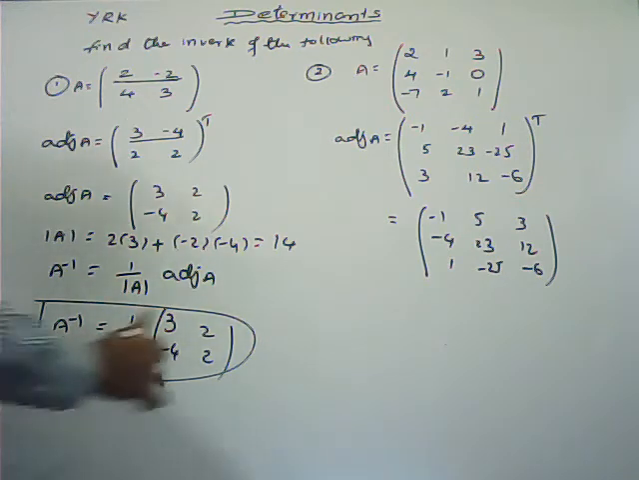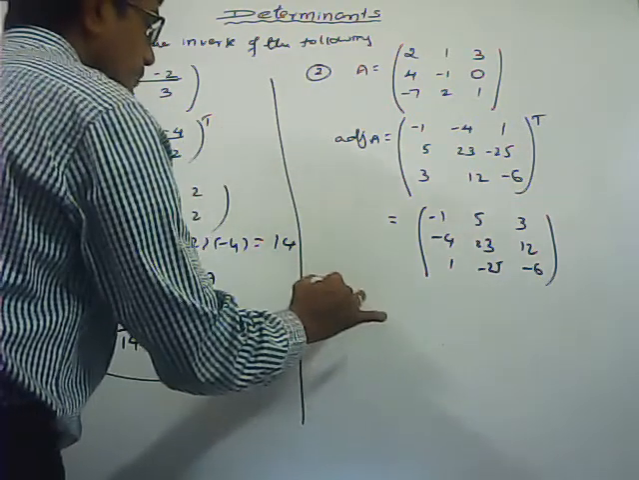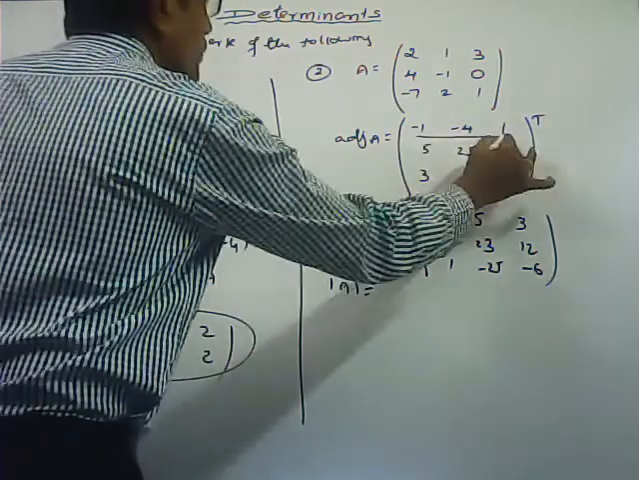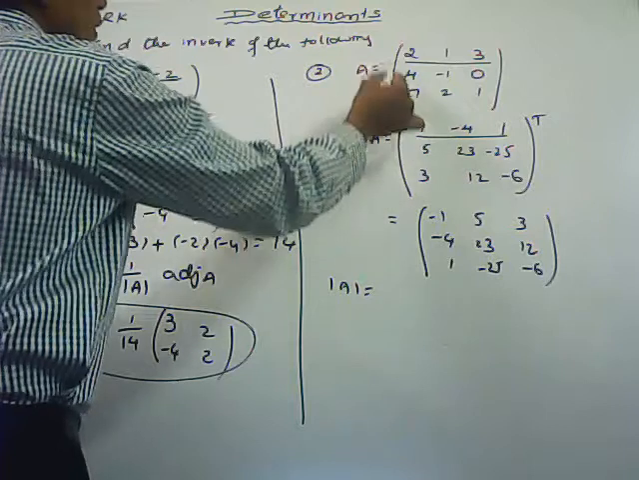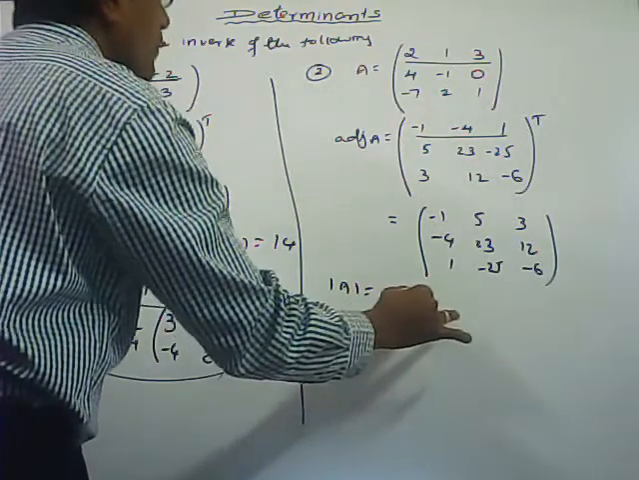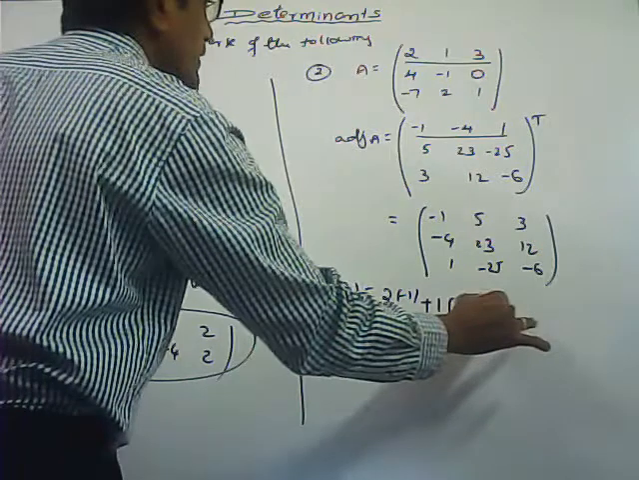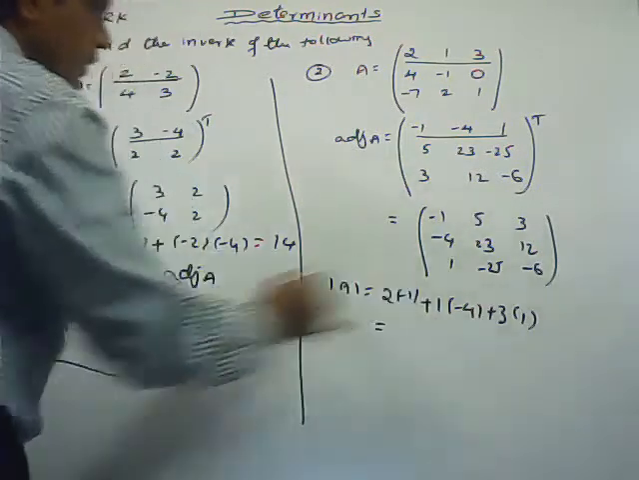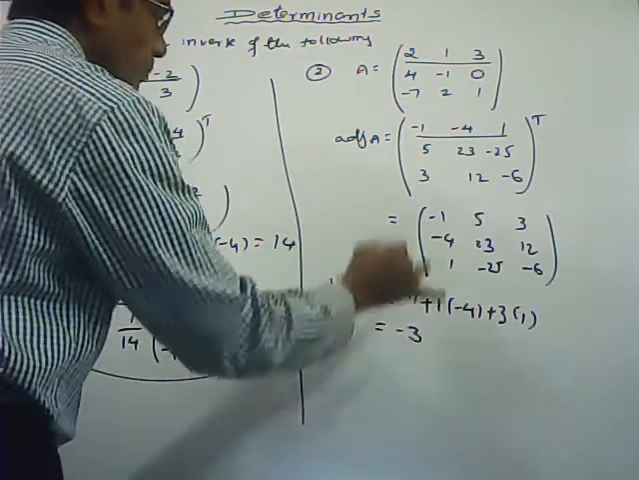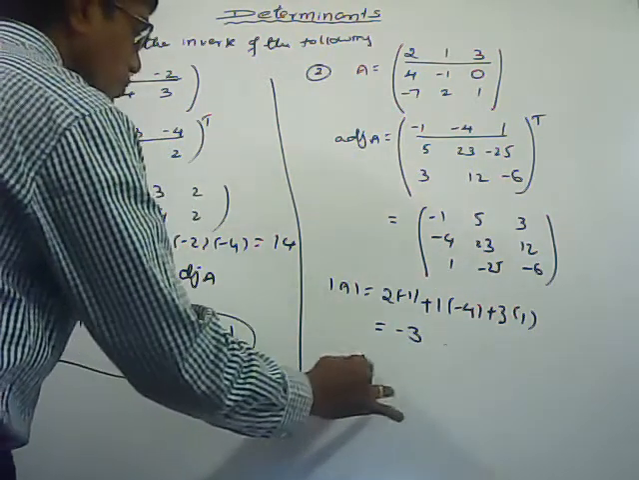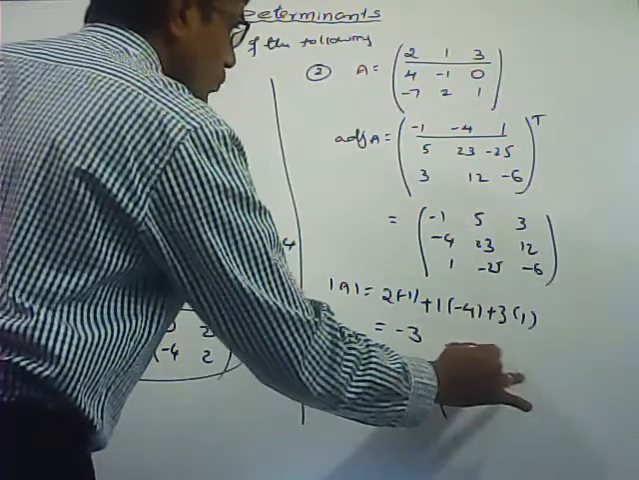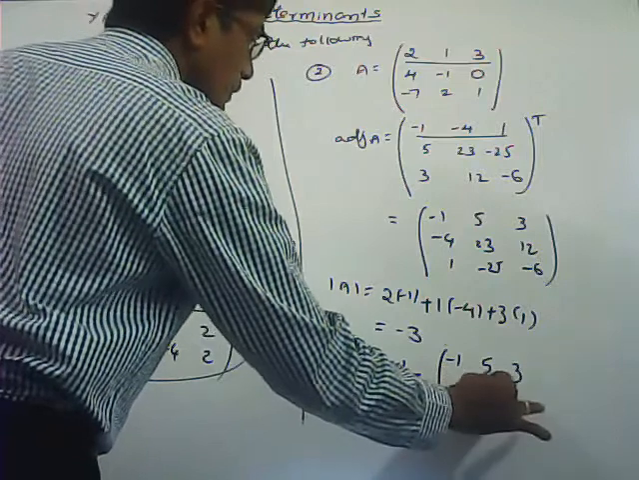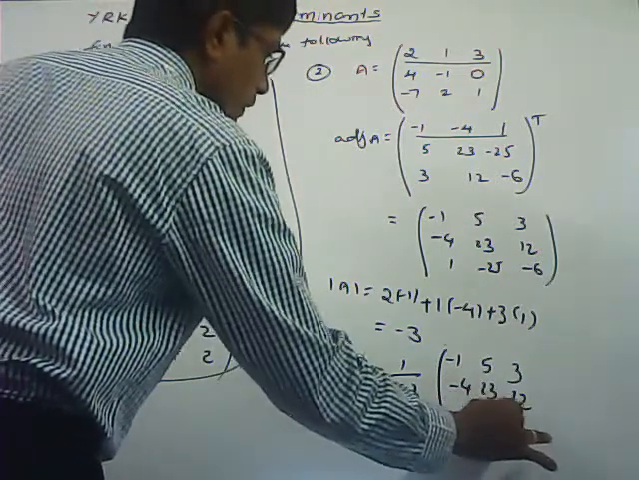And here also, how to find the determinant of the square matrix? 3 by 3 here. These are the corresponding cofactors of the elements of the first row. The sum of the product of the elements of the first row with their corresponding cofactors, that one we say is the determinant of the square matrix. 2 into minus 1 plus 1 into minus 4 plus 3 into 1, that is equal to minus 2 minus 4 plus 3, that is minus 3. So A inverse is equal to 1 by det A into adjoint of A. Adjoint of A here minus 1 5 3 minus 4 23 12 1 minus 25 minus 6.